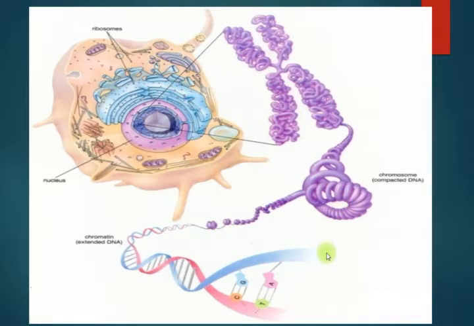I repeat: a chromosome consists of a long DNA segment that coils around the histones here and will form the chromosome. So that is referred to as the chromosome.